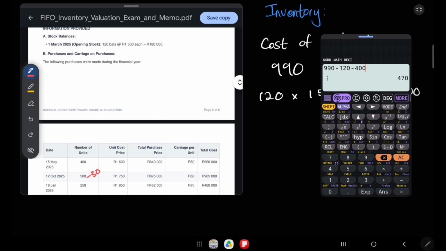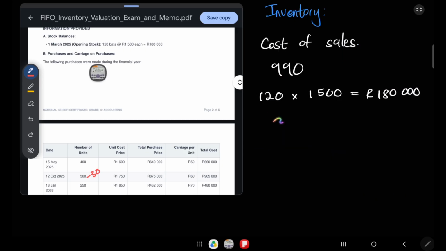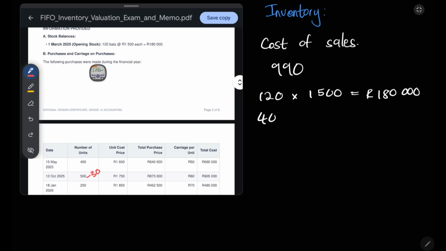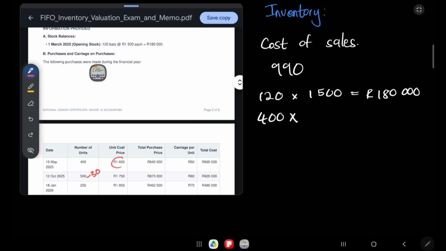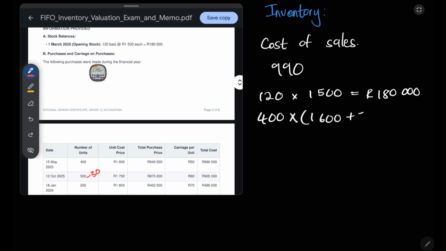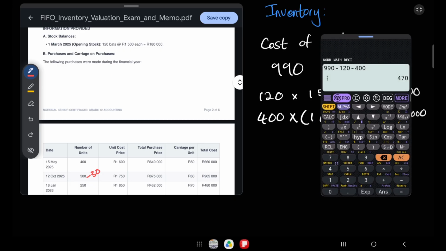Now let's say 400 times, we'll say 1,600 plus 50. Remember, you have to consider our carriage, and you'd know this because you played around with the figures when you got your paper. So this will be 1,600 plus 50, which is 660,000.